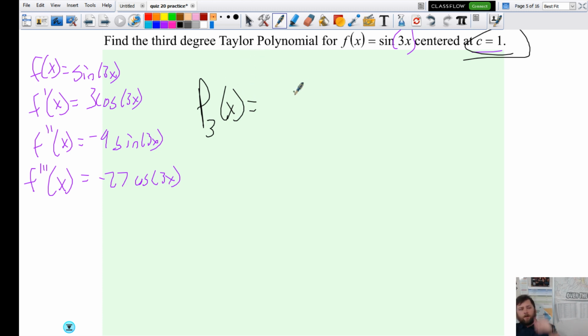For the third degree polynomial, let's see. You got to plug in f of 1. Oh, I never figured that out. So f of 1 would be sine of 3. Oh, that's really gross.